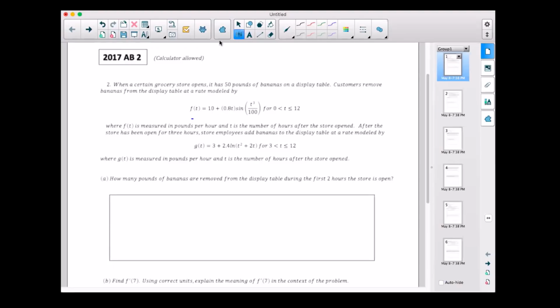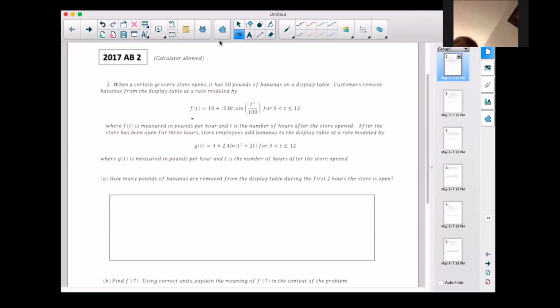So this question starts, and I'm going to go ahead and read it to you just so we're on the same page. It says, when a certain grocery store opens, it has 50 pounds of bananas on a display table. Customers remove bananas from the display at a rate modeled by f of t, and f of t is given by the equation f of t equals 10 plus 0.8 t times sine of t cubed over 100, for 0 < t ≤ 12. And f of t is measured in pounds per hour, and t is the number of hours after the store has opened.